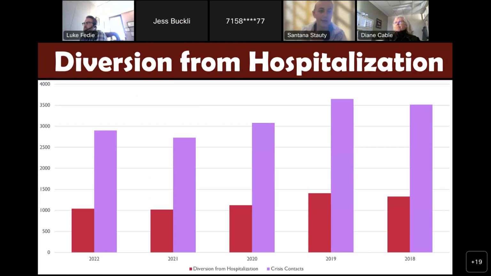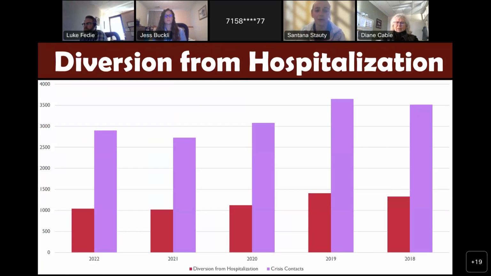Perfect. And then this last slide here is also just our diversion from hospitalization. So the red bar, of course, is our diversion. So that means individuals that were set up on a safety plan or stayed home individually, and the total number of crisis contacts for the year. So as we can see, of course, over the years, our total crisis contacts have been pretty consistent. I would say it's decreased a little bit, which also leads to a decrease in diversions as well.